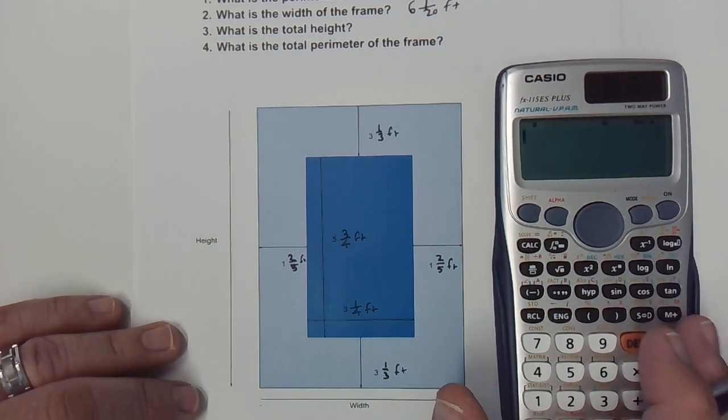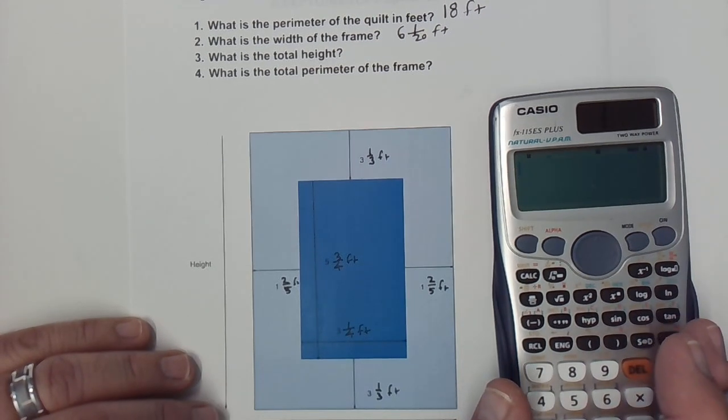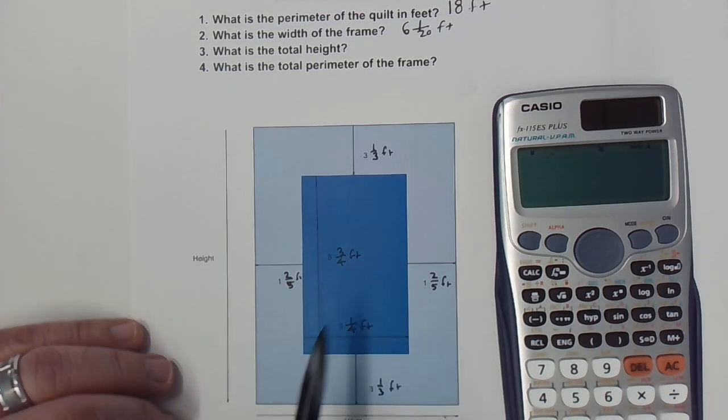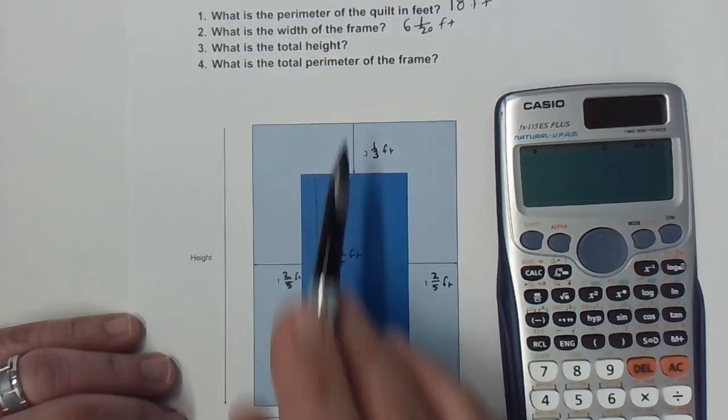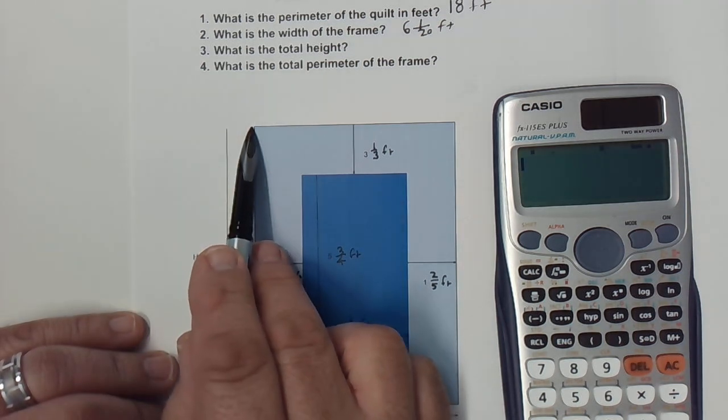As I said, in the first video, we solved the first 2 parts with fractions. And in this one, we're going to find the answers to the second 2 questions. So the next one is what is the total height? So we're going from the bottom here all the way to the top of the frame.